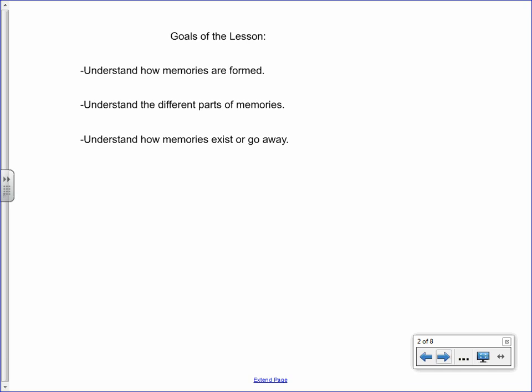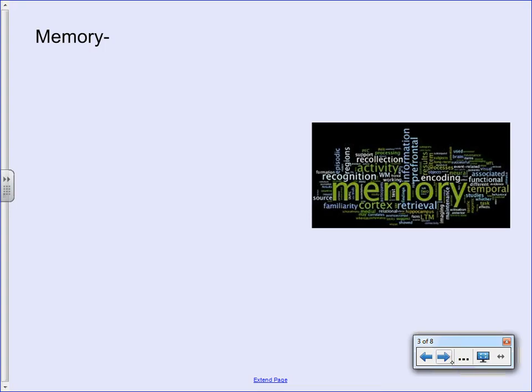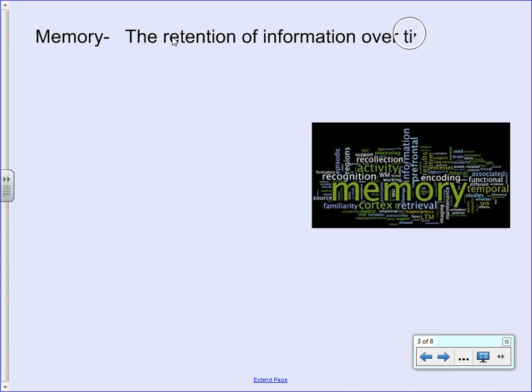First of all, I want you to understand how memories are formed, understand what memories are and how they end up in our brains, understand the different parts of memory and the different types of memory, and then understand how memories exist in our brain or how they also go away. First of all, we're just going to focus on what memory is. So our standard textbook definition of memory is the retention of information over time.